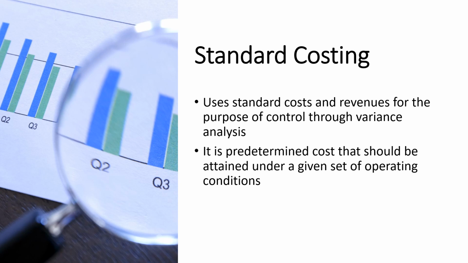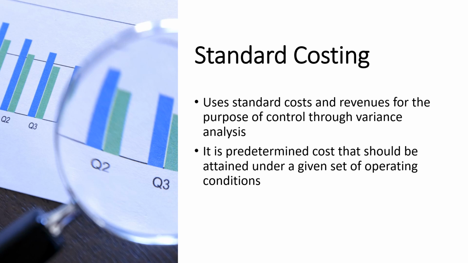In terms of control through variance analysis, the primary purpose of standard costing is to control costs and operational efficiency through the variance analysis. The variance analysis involves comparing actual cost and revenue with the standard cost and revenue to identify variances. Variances are the difference between what was expected and what actually occurred.